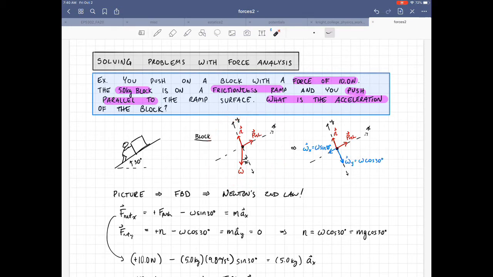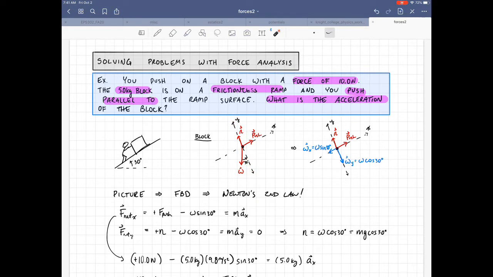Now, when we've got our free body diagram, the next step is to check to see if any of the forces that we've drawn are not aligned with the x or y axis. If we look at the weight here, we need to break up the weight into components along the x and the y axis. The last thing I want to point out is the ramp angle here is 30 degrees. So when you sketch this free body diagram, the angle between the weight vector and our y-axis is 30 degrees as well.